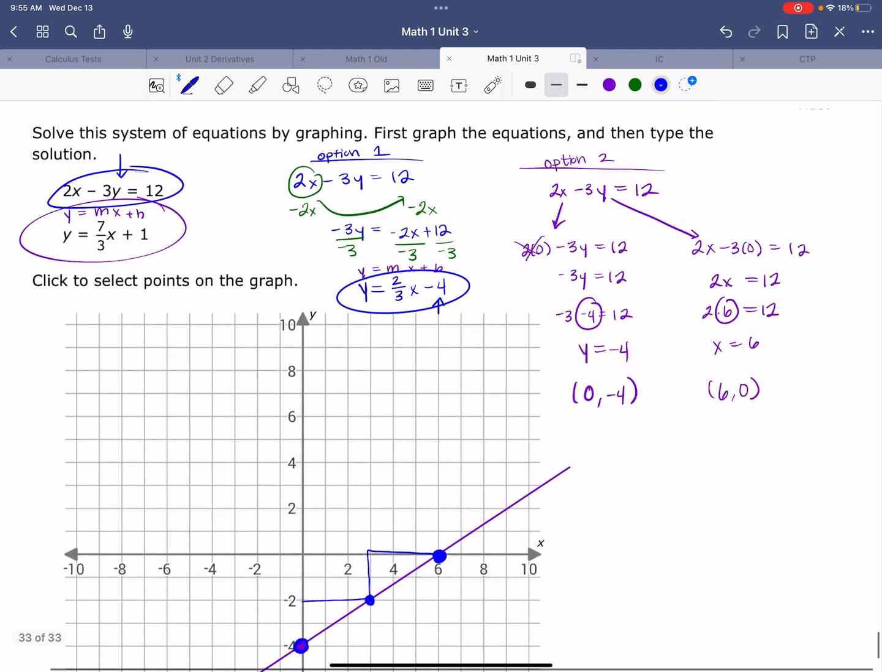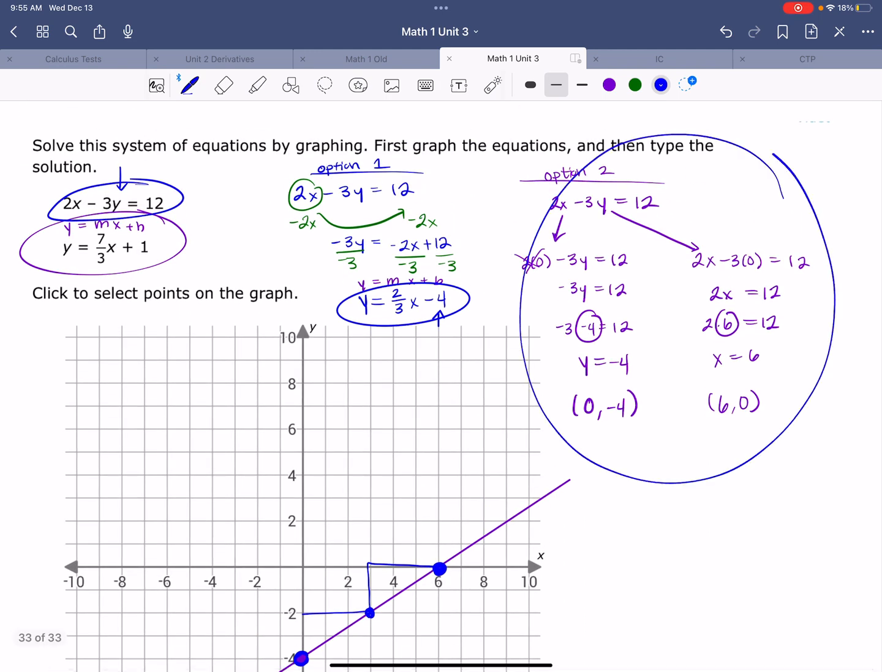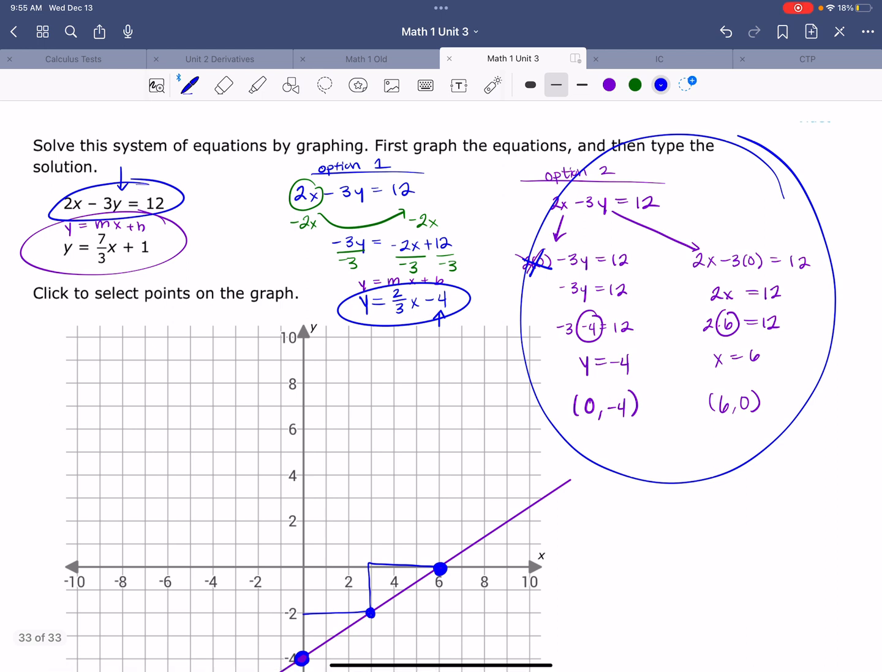or option 2. I think my preference is to do option 2 because when I plug in zeros, that's going to immediately cancel out because anything times 0 is 0. So to me, I think the math is a little bit easier, but easy is relative, so use whichever method that you want. Now that I have my first equation graphed, I need to come and graph my second equation.